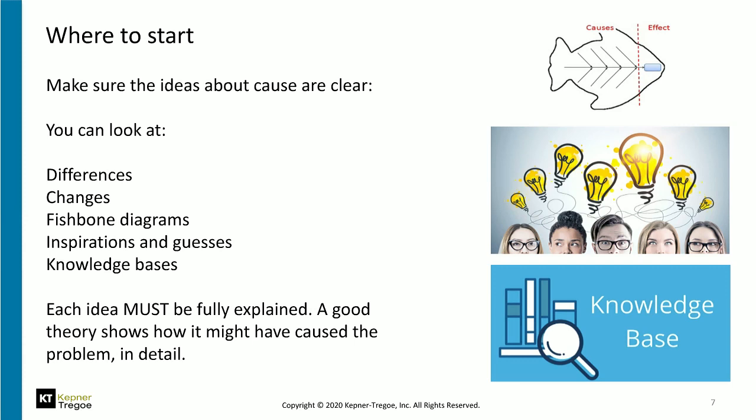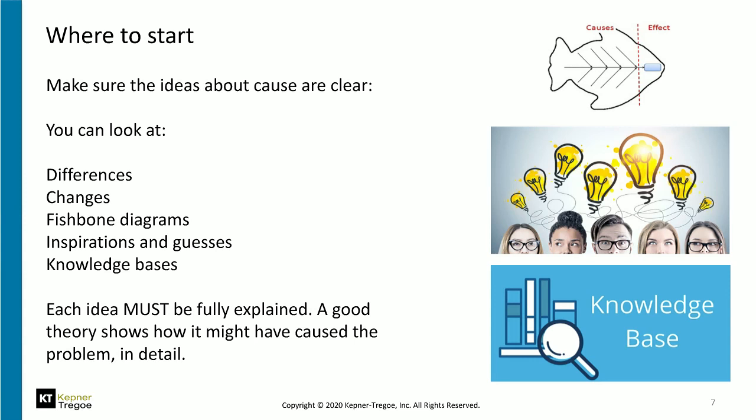But here's the message. Where to start is with a fully explained idea. A good theory shows how it might have caused the problem in detail. A big hindrance in all this, in being able to tell whether the theory is valid or not, is a lack of that detail. I've seen operator error, those 2 words, appear on too many millions of reports to count. And unless we can imagine and describe exactly what the operator might have done incorrectly, or operators plural, it will never be possible to verify.